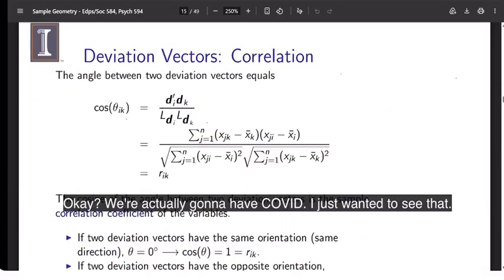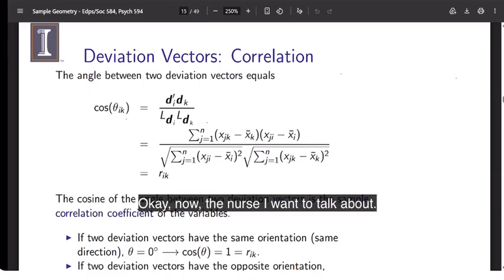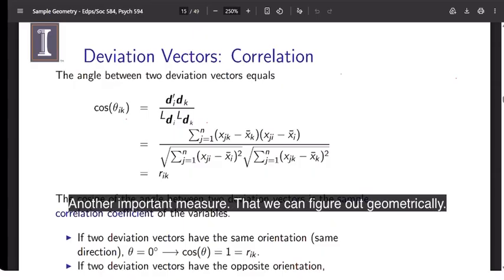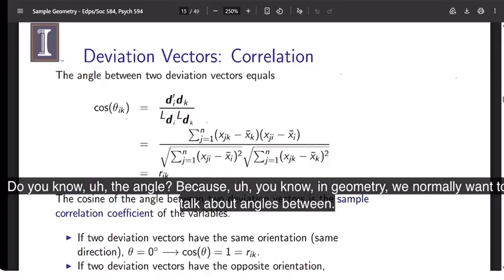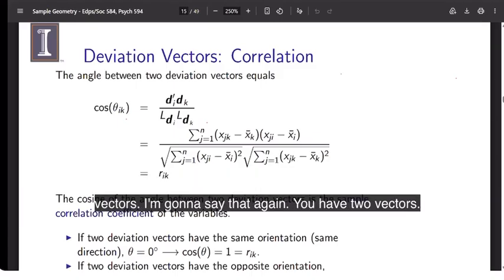Now, the next thing I want to talk about is another important measure that we can figure out geometrically and that also has statistical implications, which is the correlation. Do you know the angle? In geometry, we normally want to talk about angles between vectors. I'm going to say that again: you have two vectors, and of course they have an angle between them in dimensional space.